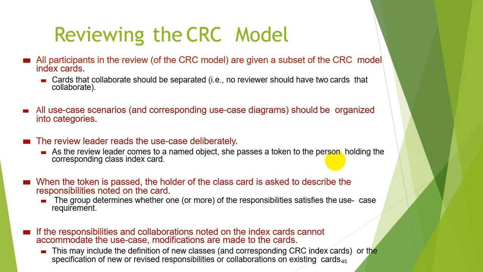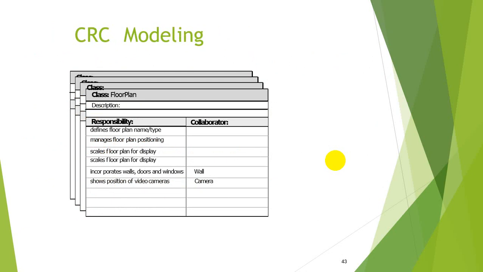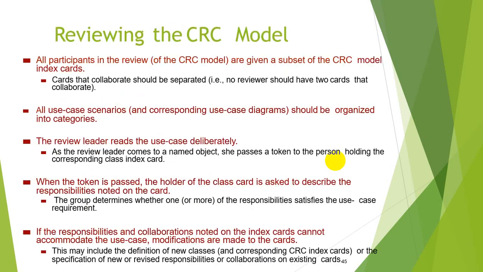No reviewer should have two cards that collaborate. Okay, collaboration. If you go back to this one, these are collaborators. These are classes which collaborate with each other to perform activities and fulfill tasks. As we saw in the use case, one use case can utilize another use case to complete functionality. So the classes which will collaborate with this floor plan class to complete its functionality are written on the right side. So while reviewing the CRC model, none of the team members should have two cards that collaborate, that is, two classes in hand which are collaborators.